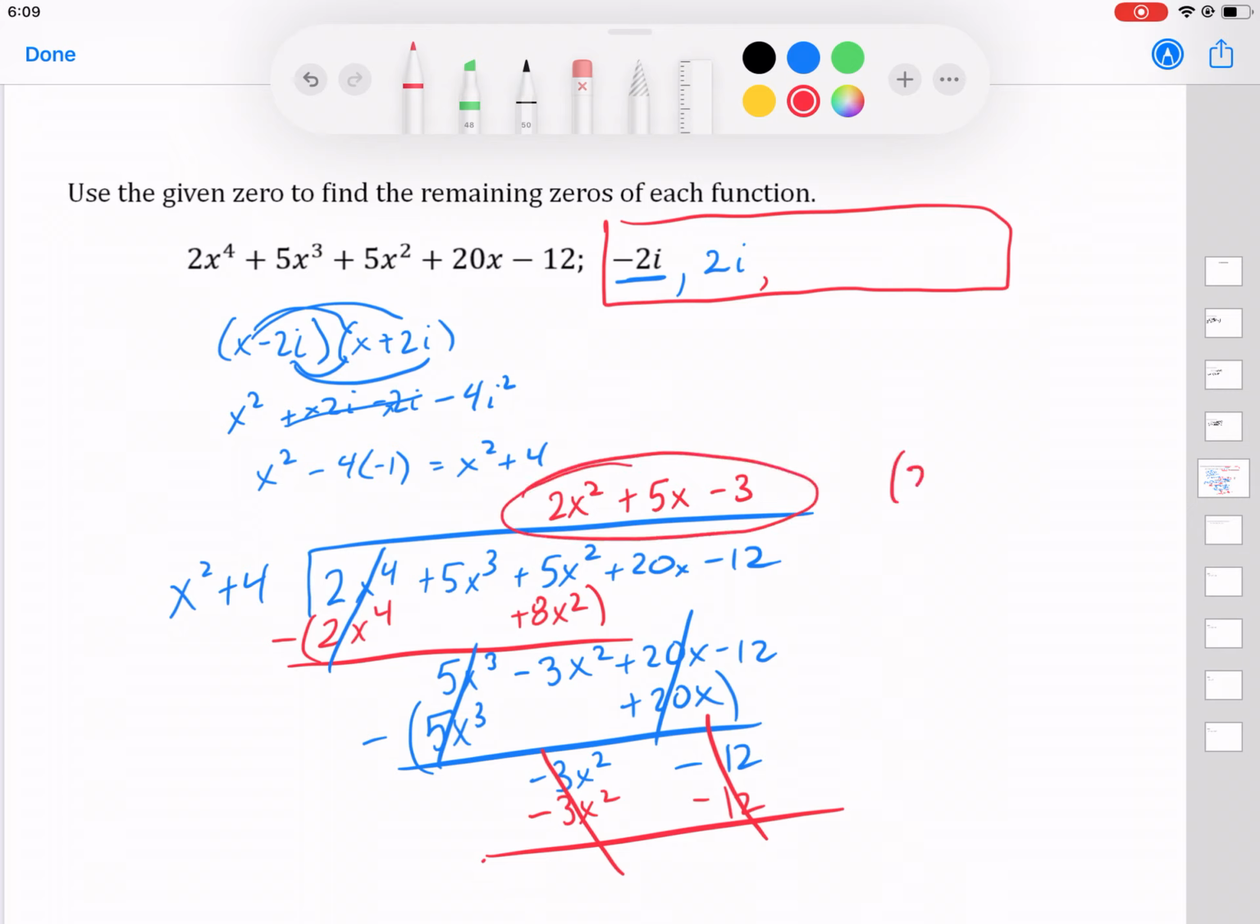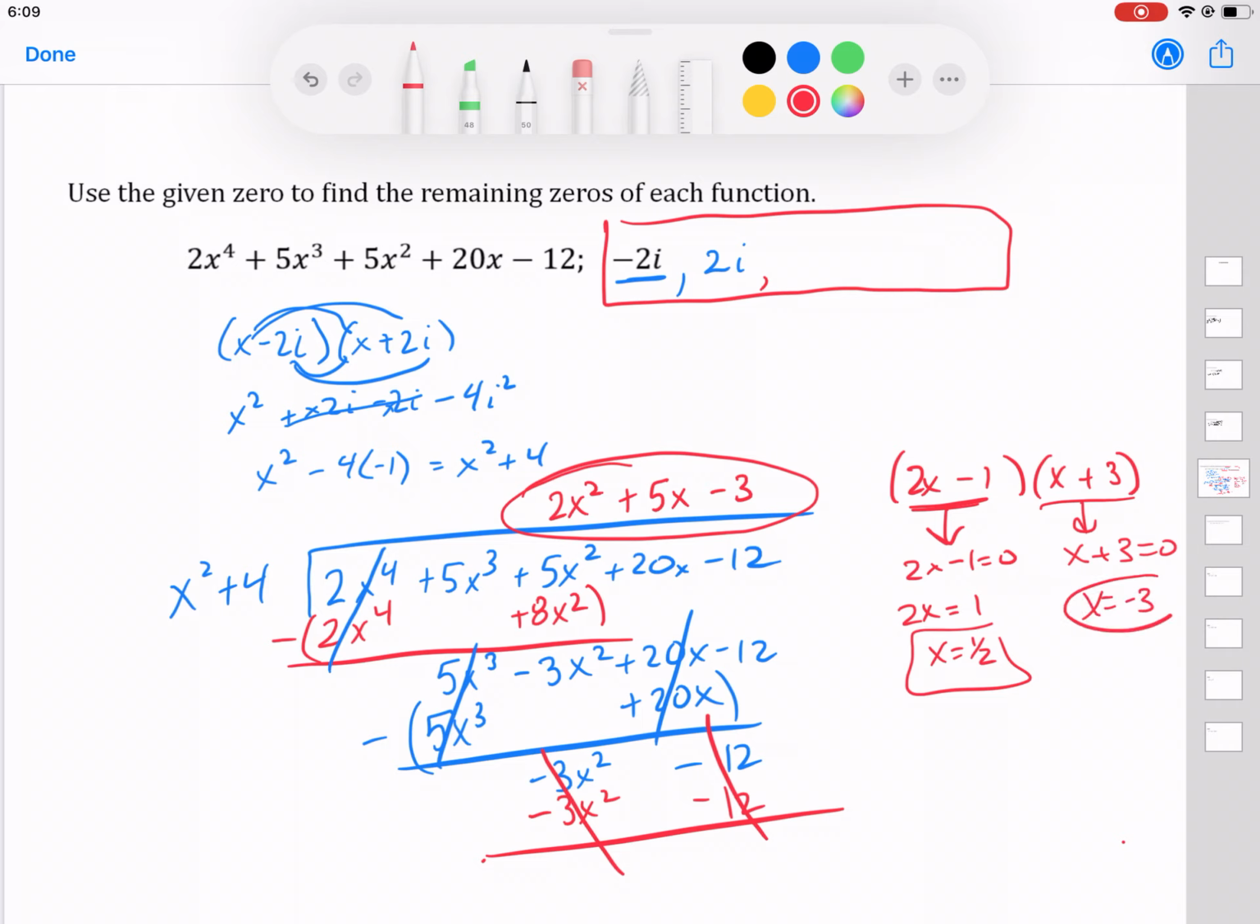So the factors of 2 are just 2 and 1. And the only factors of 3 are 3 and 1, so I just have to pair it up correctly. So I know I want to do 2 times 3, because it'll give me 6. And then a negative 1 times x would give me a negative 1x, so that it will add up to 5. So our last two zeros, if I set these equal to 0, will be 1/2, because I added 1, then divided by 2. And then this one, x plus 3 equals 0, so x would be negative 3. So my last two zeros would be 1/2 and negative 3, and I have all four zeros.